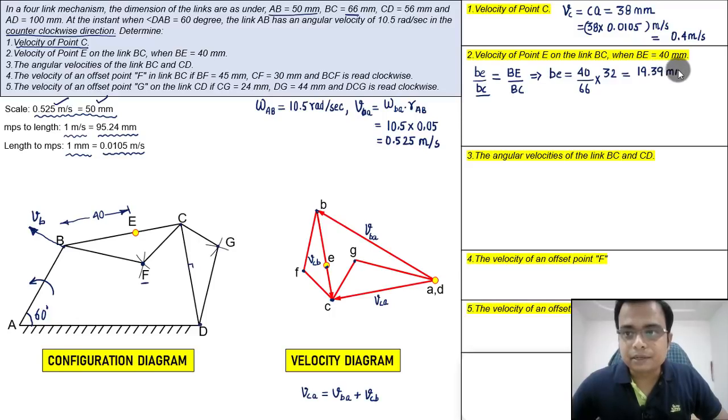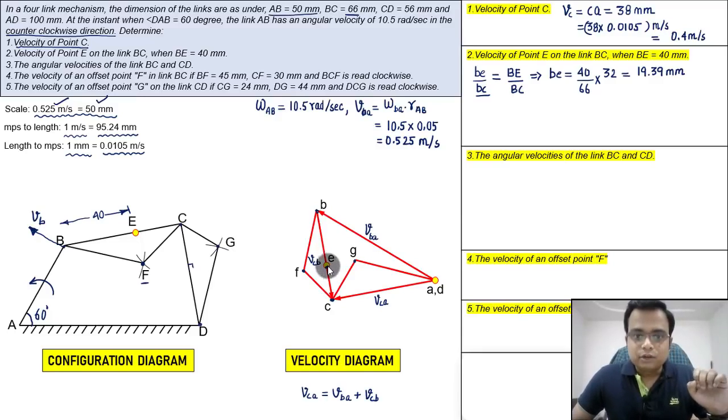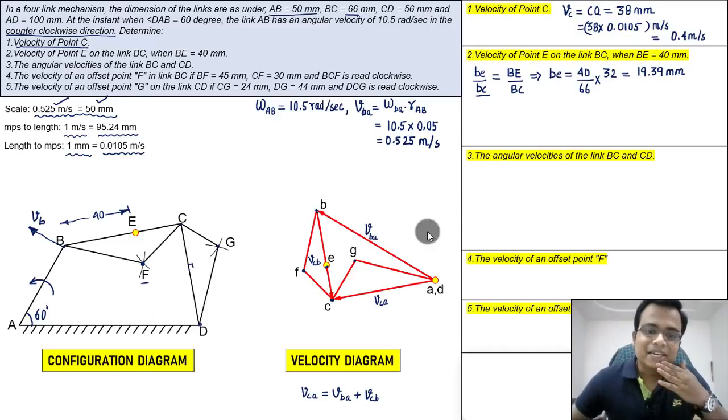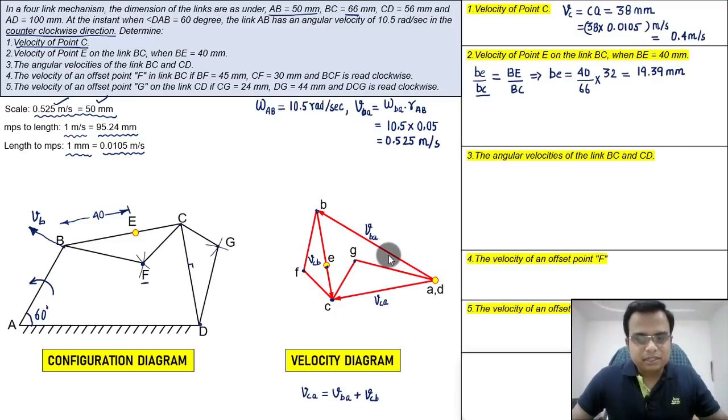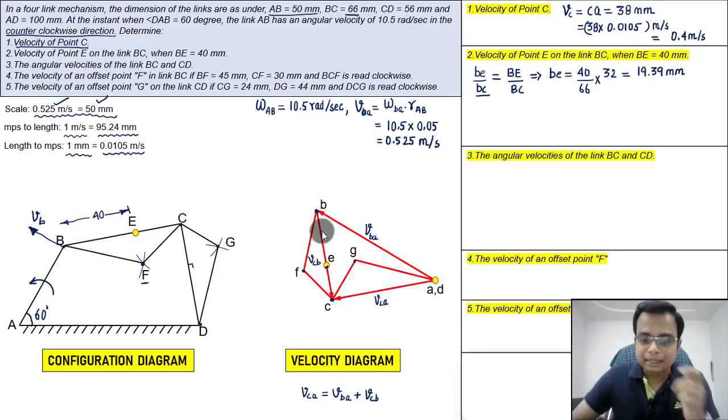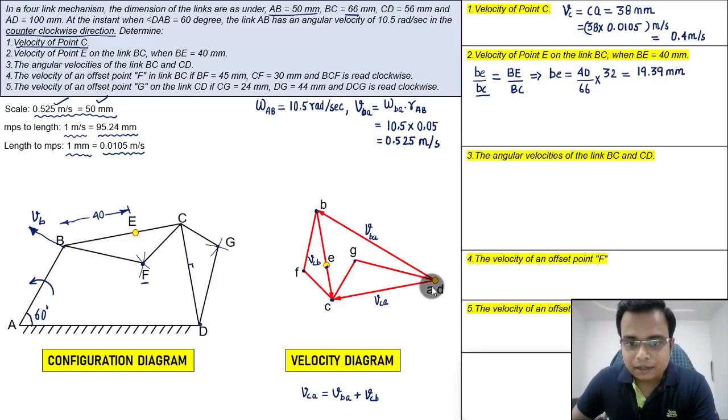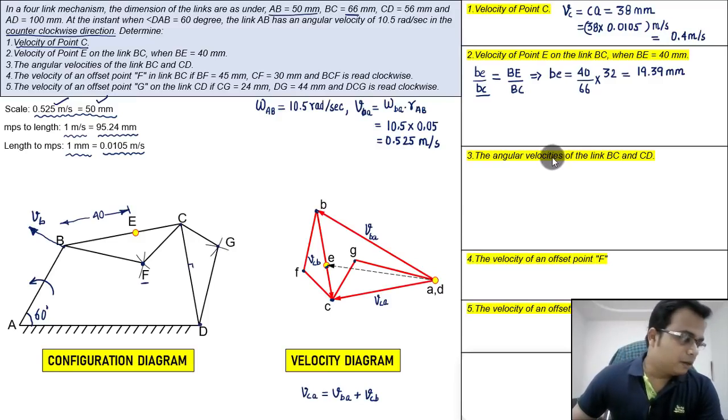So this is 19.39 millimeters, or rather 19 millimeters. You cannot really put a point 19.39 millimeters away. Anyway, either 19 or 20. Just take it as 19 or slightly more than 19, and then place a point over here from point B, and then you connect that point with this.